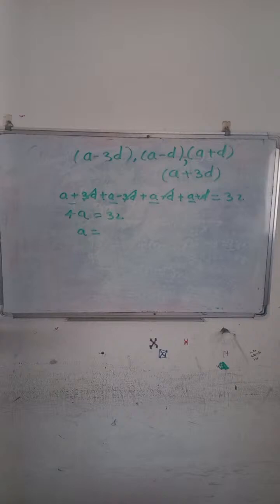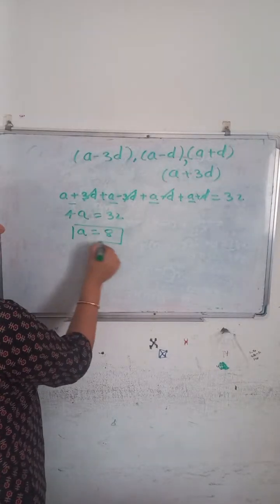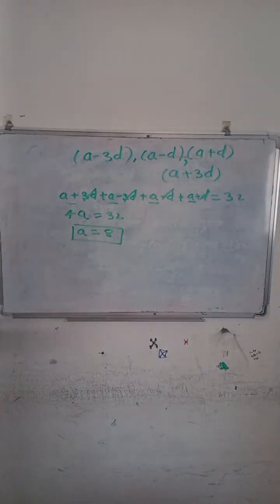8. Okay, so a will get as 8. So check on, this is a 5 mark question. So whatever the conditions are given, follow those conditions. Okay, a is equal to 8, we got it.